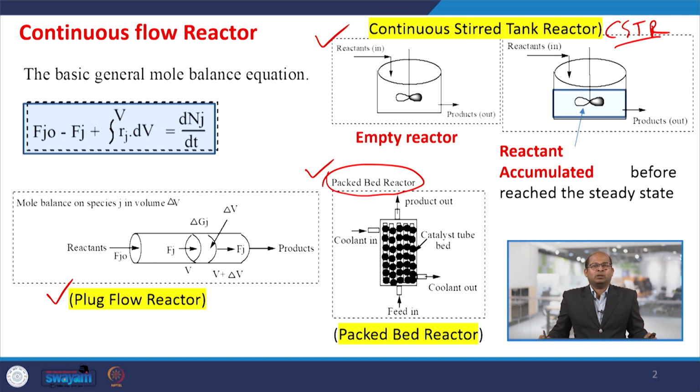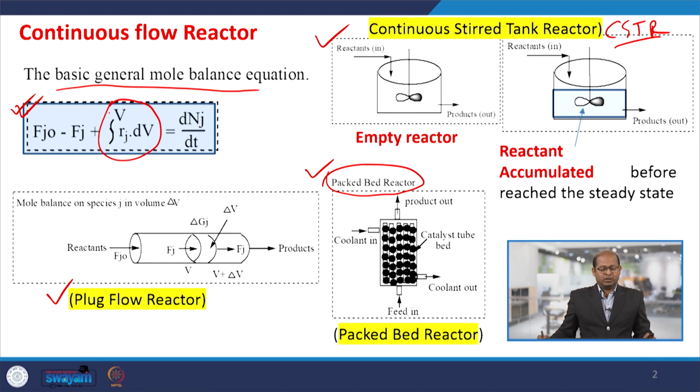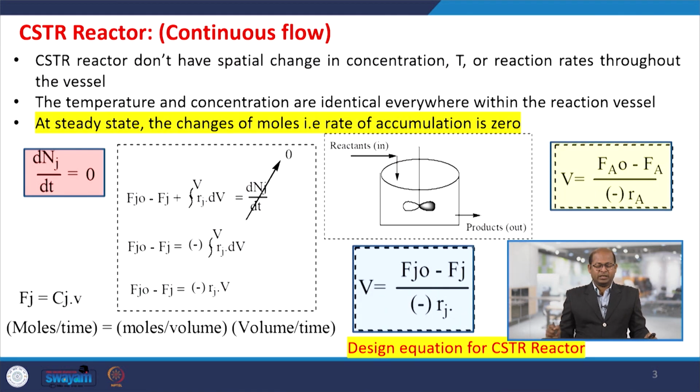We know the basic general mole balance equation that we already discussed and developed in our previous class: F j0 minus F j plus the rate of generation, integral of R j dV, equals d N j by d t. So, this is the general mole balance equation. Now we will consider the continuous stirred tank reactor, the CSTR.